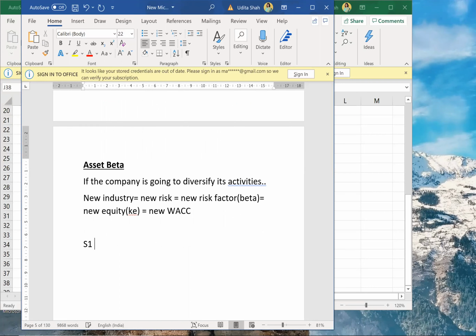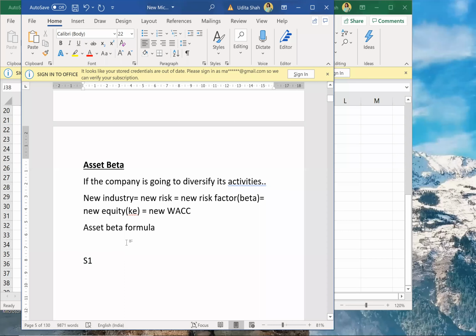So step 1 in this asset beta. Now the good thing with ACCA is they will give you the formula sheet. They will give you formula sheet even in the examination. So this asset beta formula is given to you in the exam. Okay, you don't need to mug it up, but I'll explain the logic of this asset beta formula. Okay, so now, like I said, new industry, new risk, new beta.